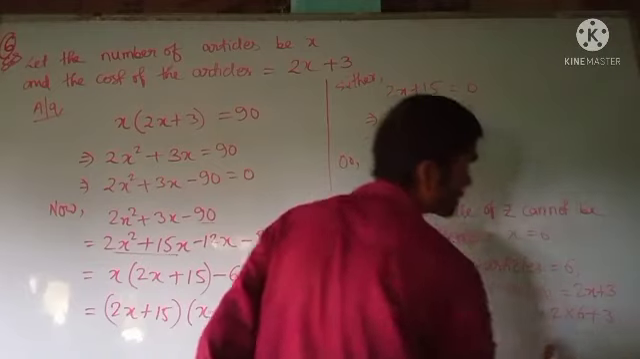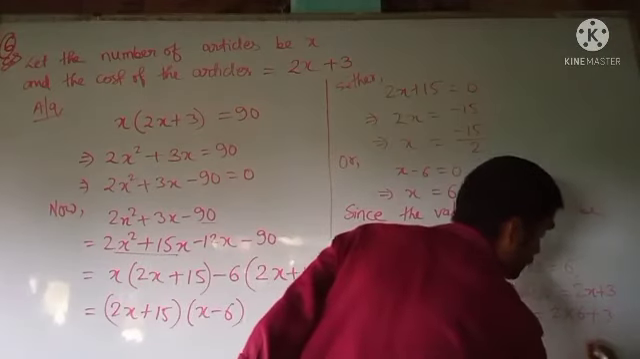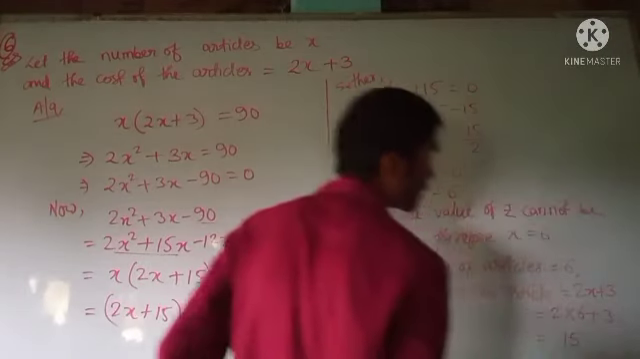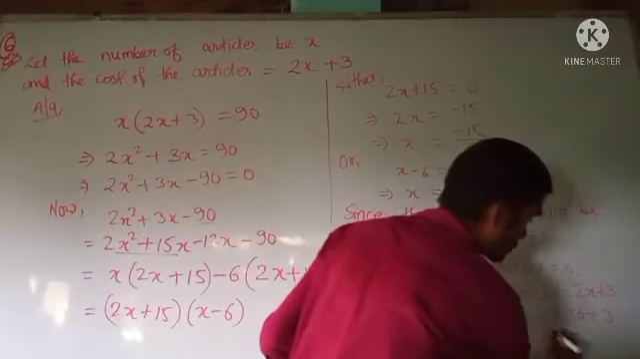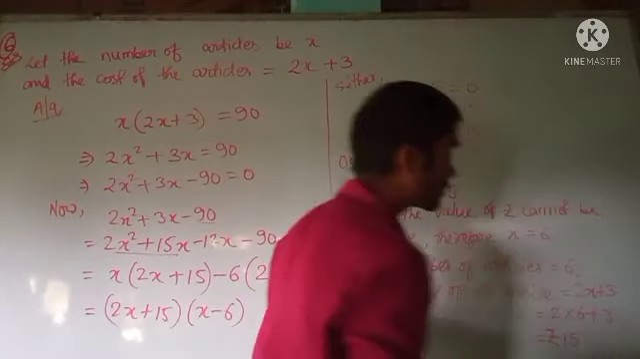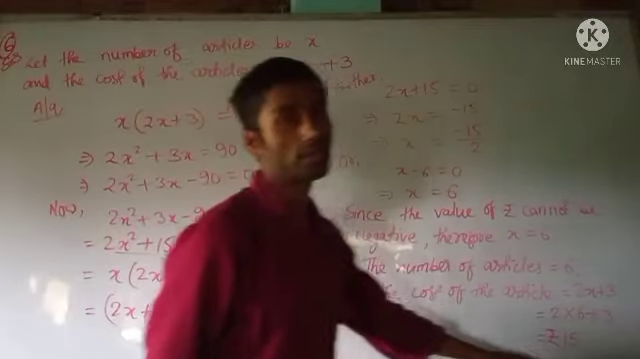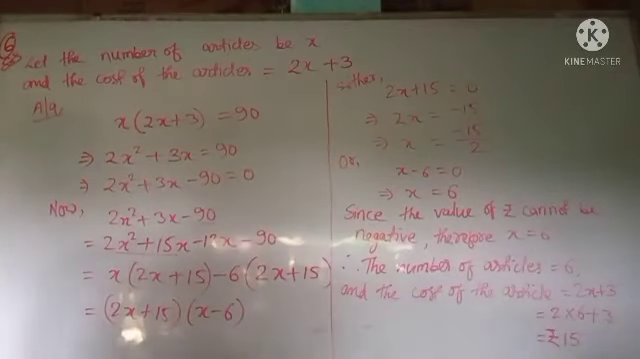That is 2 into 6 is 12, plus 3, we get 15. That is the cost, so we will write rupees 15. That is the cost of one article. So that is the end of our exercise, that is exercise 4.2. Thank you so much.